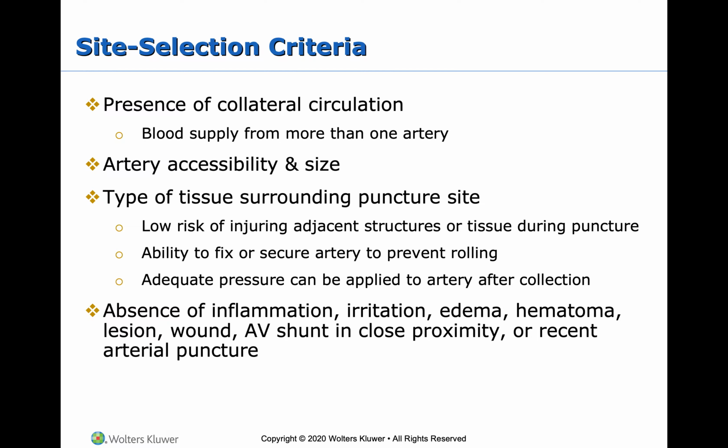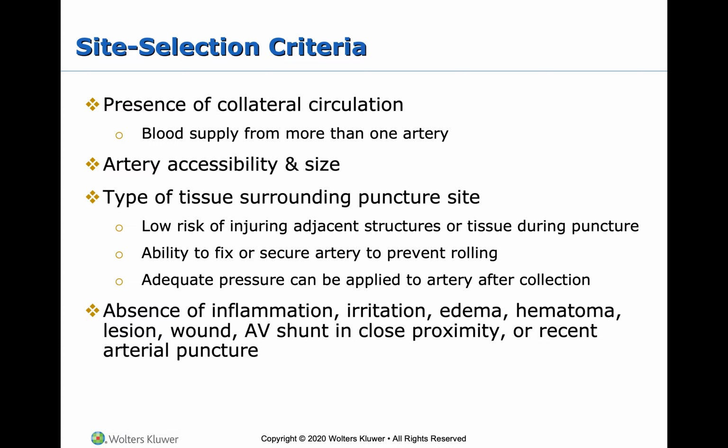There's a test called the modified Allen test, which we'll talk about a little bit later in this chapter, that enables you to test for the presence of collateral circulation before you puncture an artery. That just makes sure that if anything is to happen to the artery that you're puncturing, the hand or foot or wherever you're puncturing is not going to die.